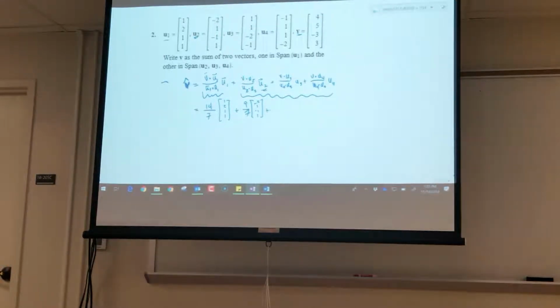V dot U3, that's 4 plus 5 is 9. 9 plus 6 is 15. 15 minus 3 is 12. And then U3 dotted with itself, 1, 2, 3, plus 4, 7 again. Is there a reason you wrote 14 over 7 instead of 2? Well, I just did the numerator and denominator. We could simplify it to 2.